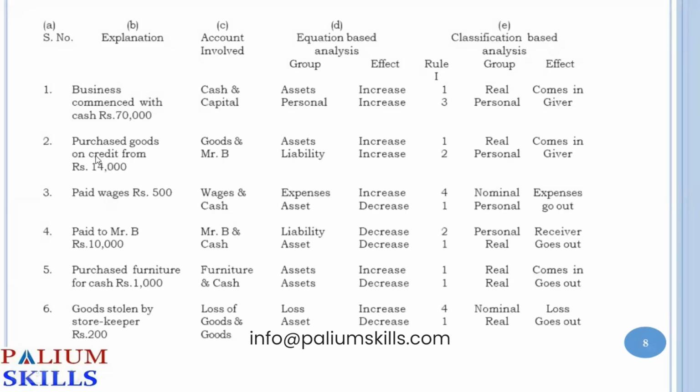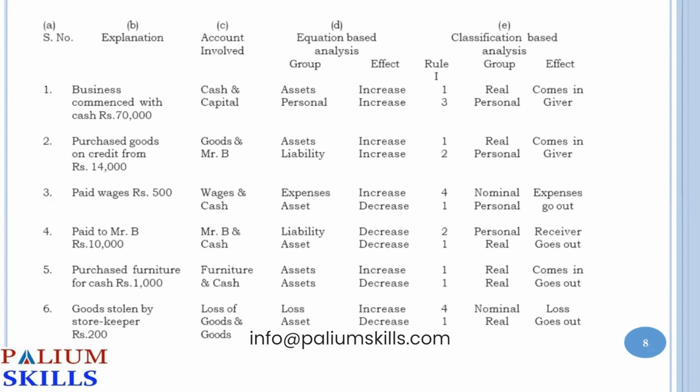So let's look at this. The business commenced with cash 70,000. So cash is an asset, which is a real account. Cash is coming in, and business capital. Capital is a personal account, in the name of the giver. So debit what comes in, credit what goes out, debit the receiver, credit the giver. So you will credit the giver here and debit what is coming in. Cash account debit to capital.